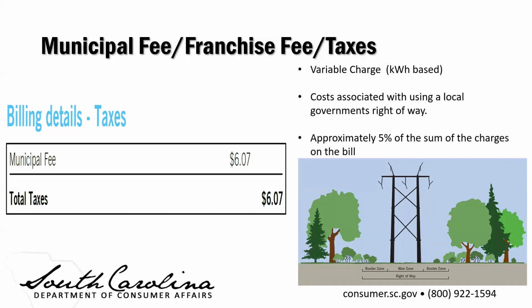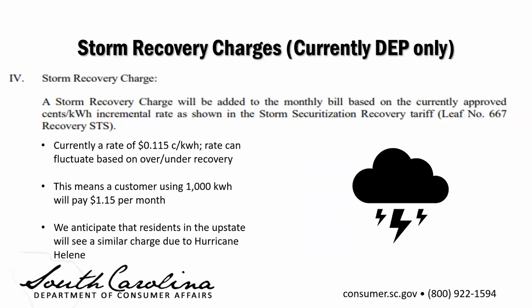And this wraps up what we're going to go over on the bill, but there is one more miscellaneous billing charge I want to cover that doesn't apply to Duke Carolinas yet, but likely will in the future. Some of the Duke Progress customers may already know about storm recovery charges. A storm recovery charge is meant to pay the costs for severe weather events that the utility experienced in the past. Storm securitization is relatively new in South Carolina, and Duke Progress was the first utility to do so. And this charge is one that can fluctuate.